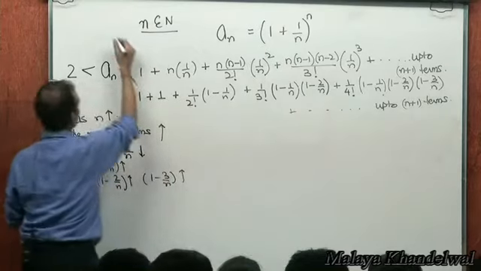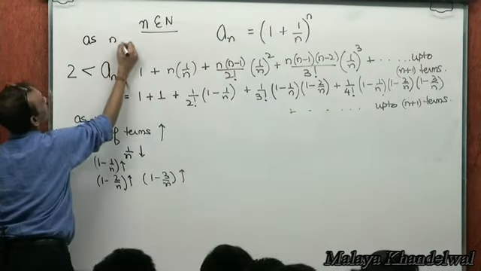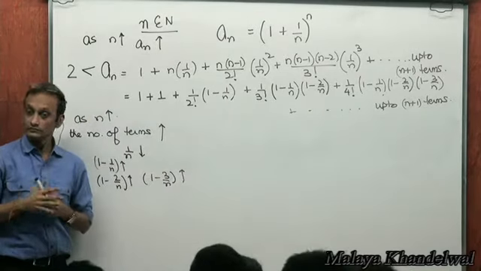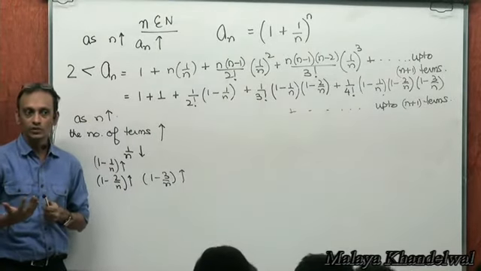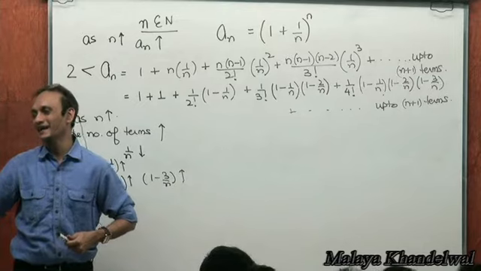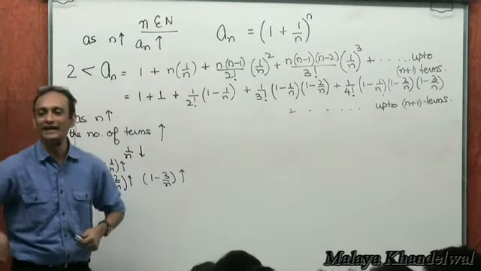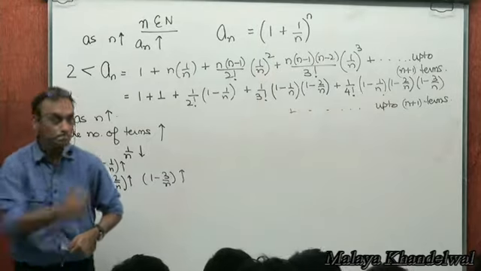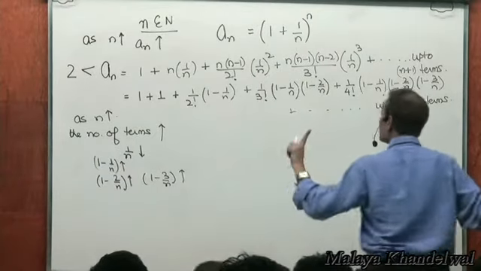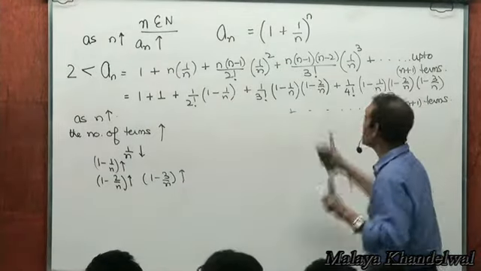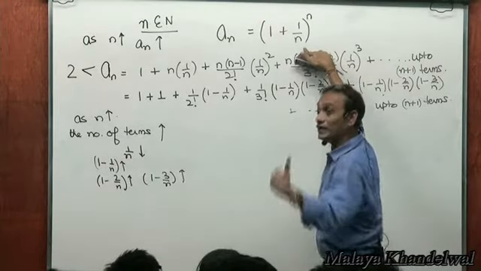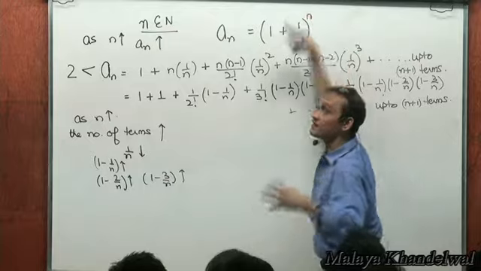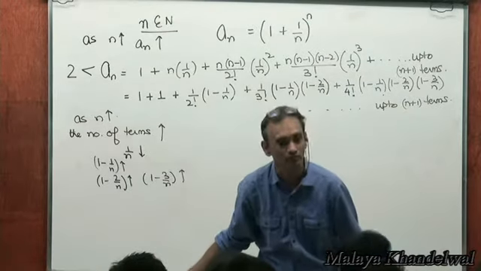So as n increases, an also increases. Yes or no? So an plus 1 will always be bigger than an, an plus 2 will always be bigger than an plus 1, and so on and so forth. Clear? Now, this is an important thing to register, right? As n increases, the value of this expression will increase. Even though this is decreasing, the power is increasing, but the power prevails. The power is all powerful here.